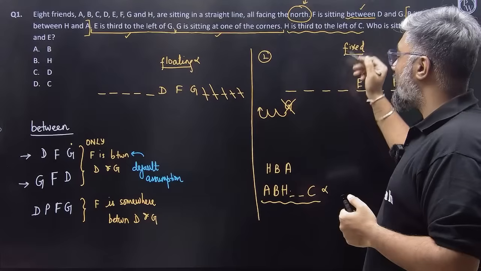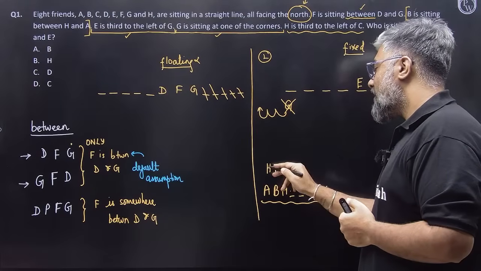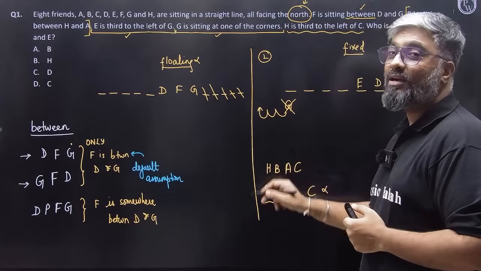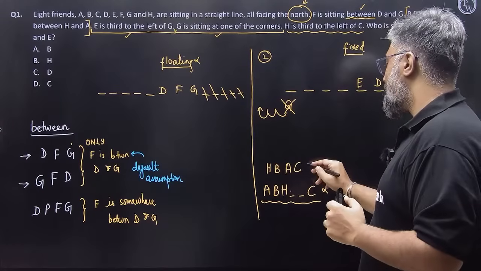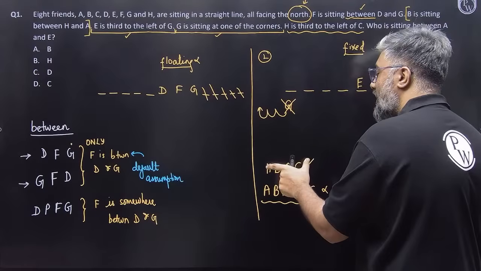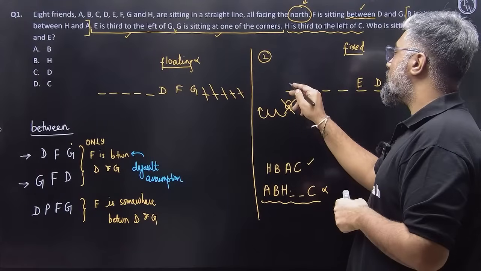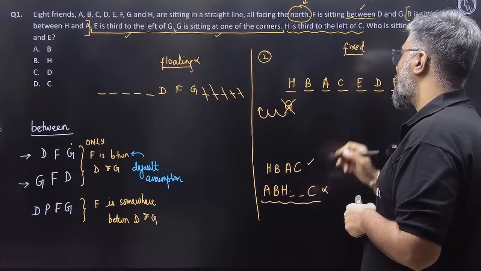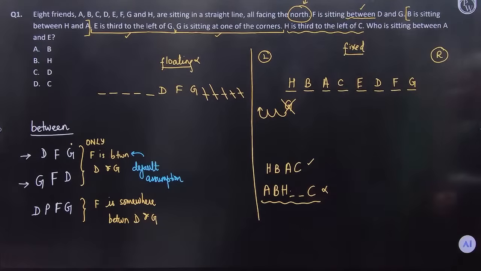H is third to the left of C. H is here. 1, 2, 3. First left, second left, third left: H, B, A, C. This is the right order. You can directly plug this in here. This is your final arrangement. H, B, A, C.